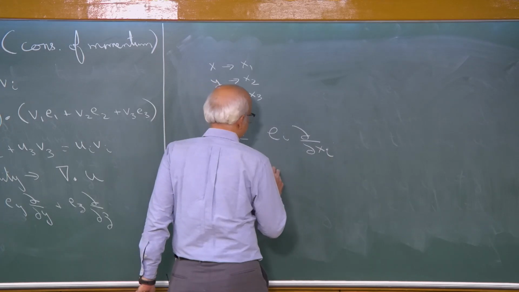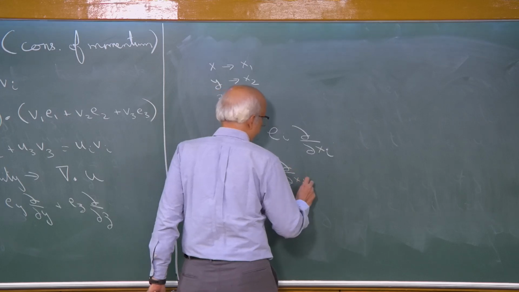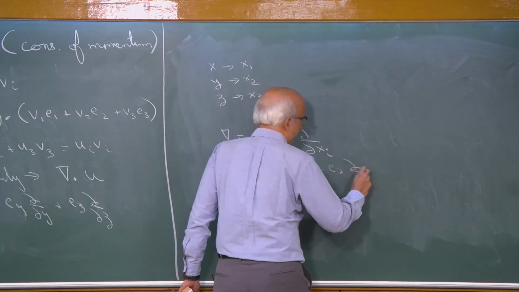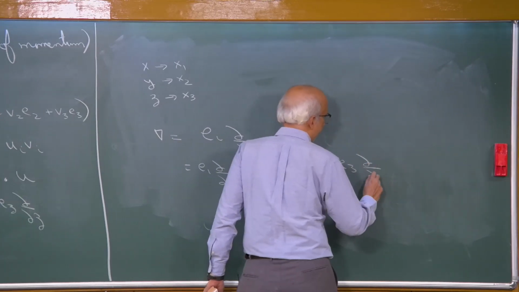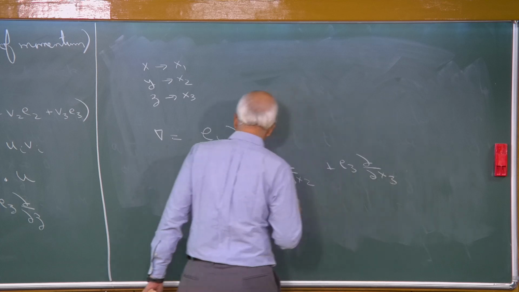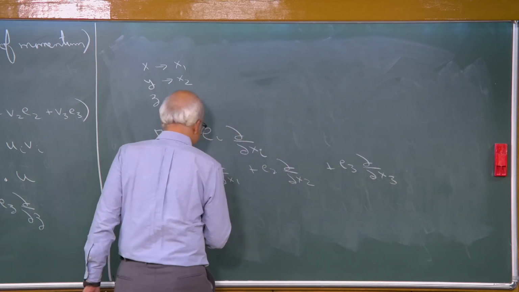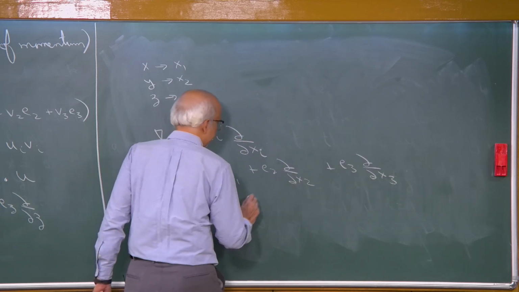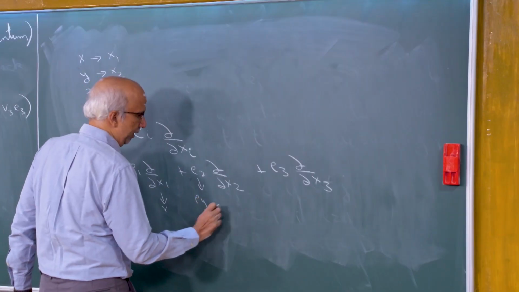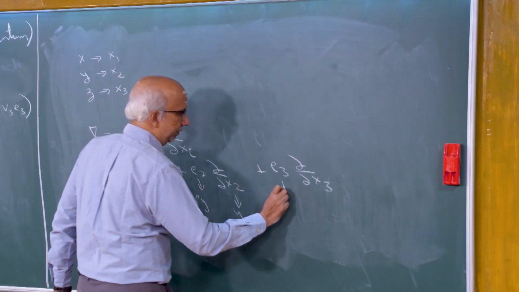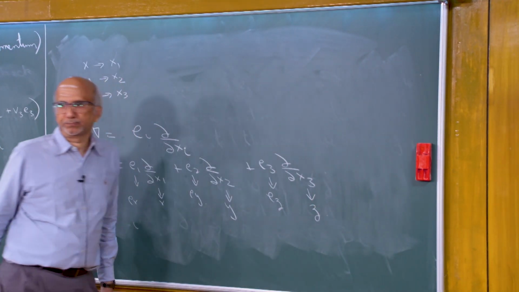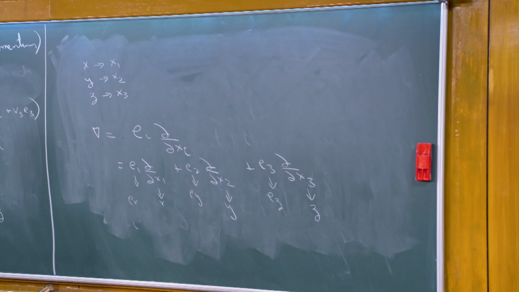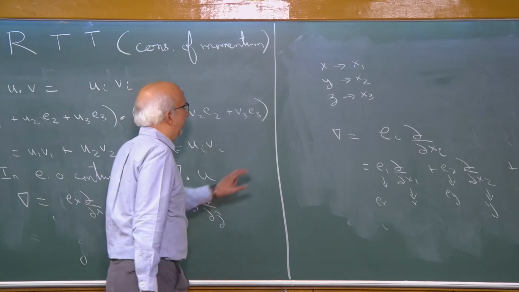This is basically E1 d by dx1, E2 d by dx2 plus E3 d by dx3. I am just saying this is Ex, this is x, this is Ey, this is y, this is Ez, and this is z. So you will see that I am not going to write the term like this, I am going to write it like this.